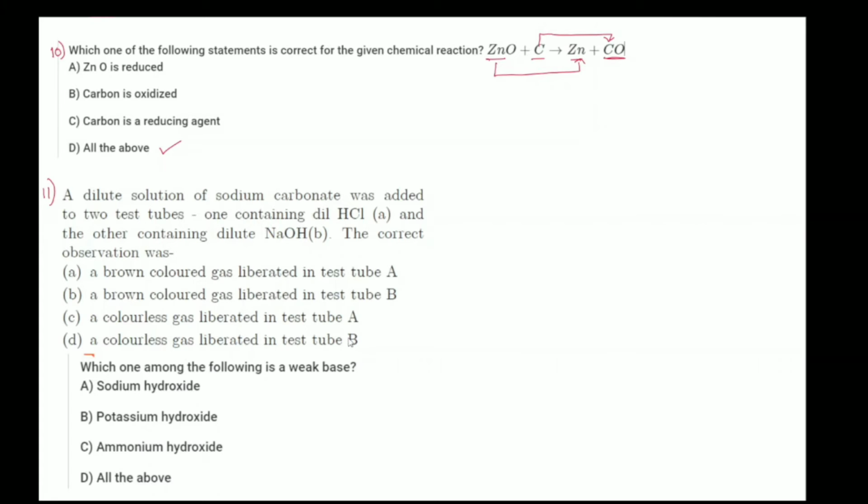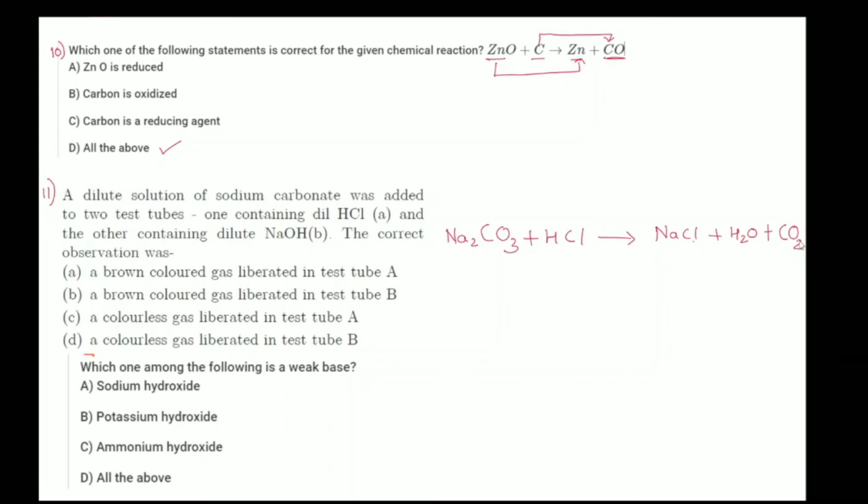Now let us check the reaction. Okay, the reaction is sodium carbonate, right? Na2CO3 plus HCl gives you NaCl plus water plus CO2.